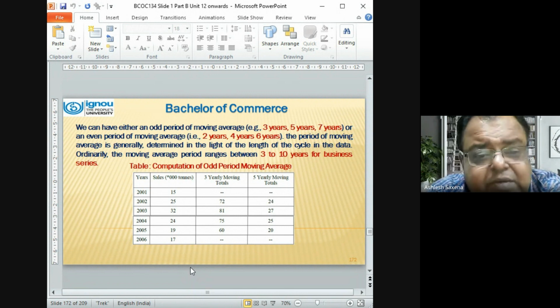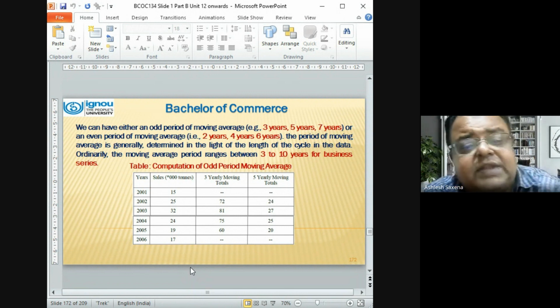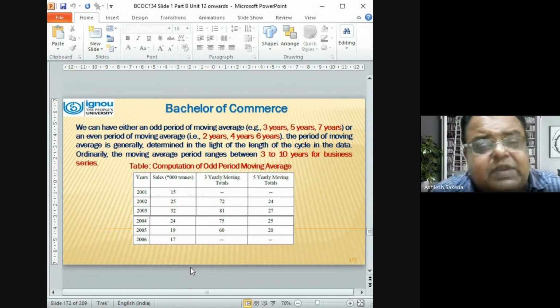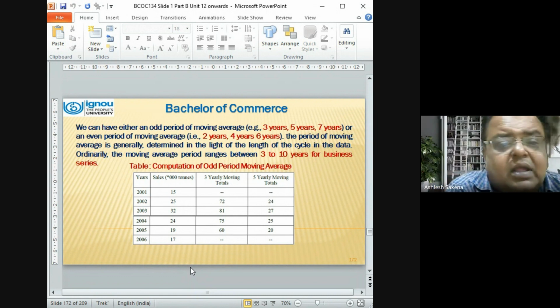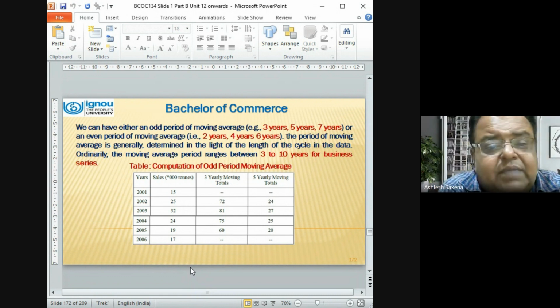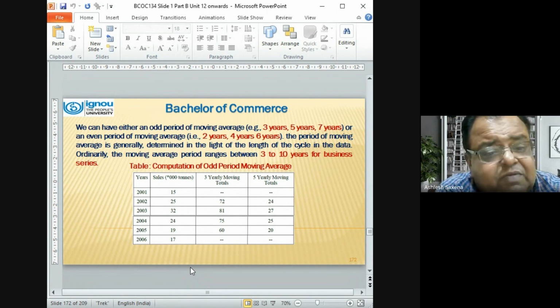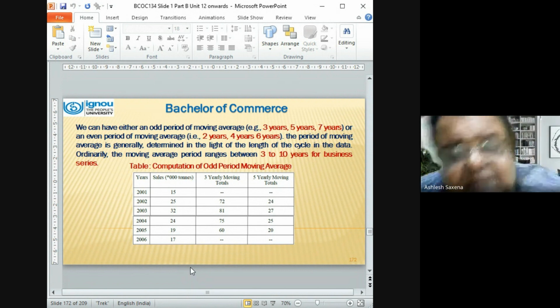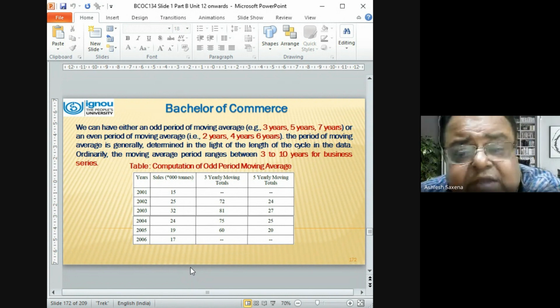So what we will be doing? We will be taking into consideration 3 years: 15 plus 25 plus 32, which comes out to be 72. It will be written in the center line. Then 25 plus 32 plus 24, which comes out to 81. Then the next three and the last three. For 5 years, we will be adding five values and dividing by five.